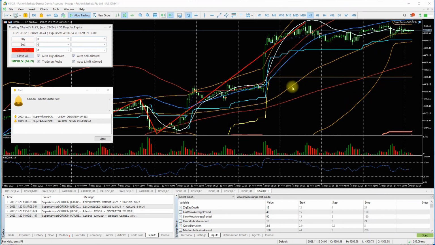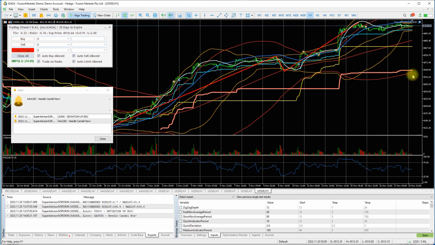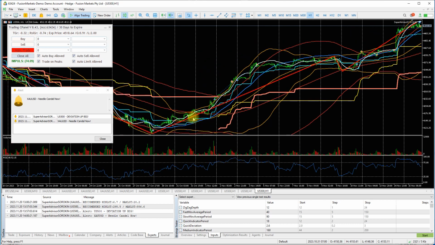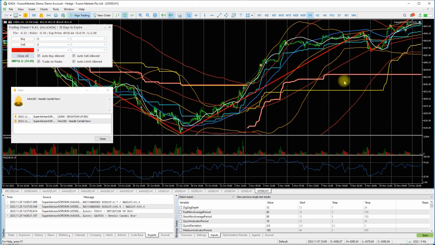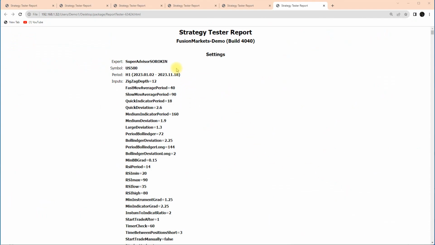On this screen you can see all the indicators together. So the yellow one is SORMED, this is SORQUICK, the 2 moving averages, ZigZag, and 2 Bollinger Bands. And moreover, we have the final one, this one for the long period, our SORMED indicator, which is holding the trend. So how successful is the trading?